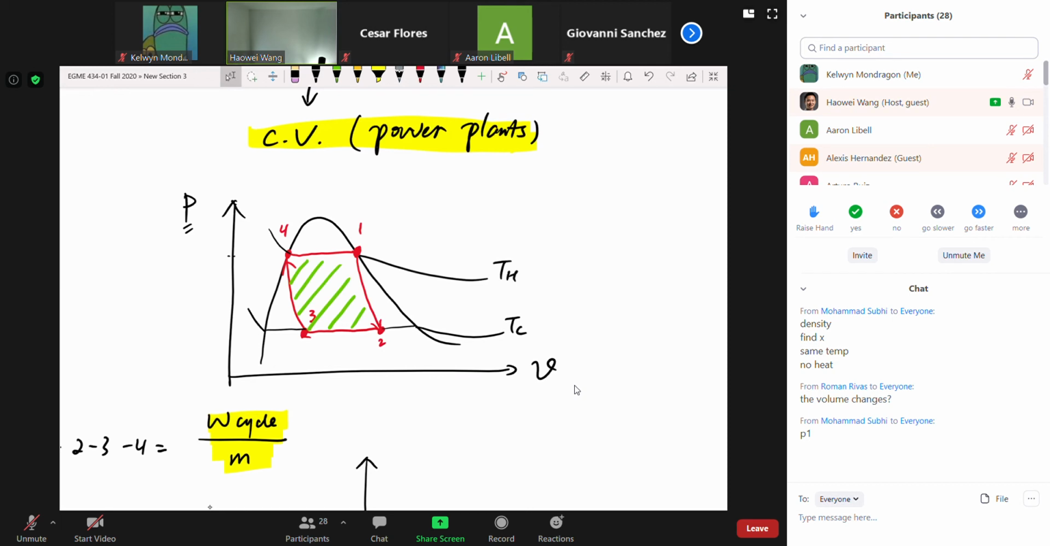Okay. All right. And then what's your plan for H1 and H4? Right now, just look at the diagram we have. What's your plan for H1 and H4? Go to the tables. Yeah, H1 is equal to Hg. H4 is equal to Hf. Very good. However, if both point 4 and point 1 are mixtures, what's your plan to look for H1 and H4?